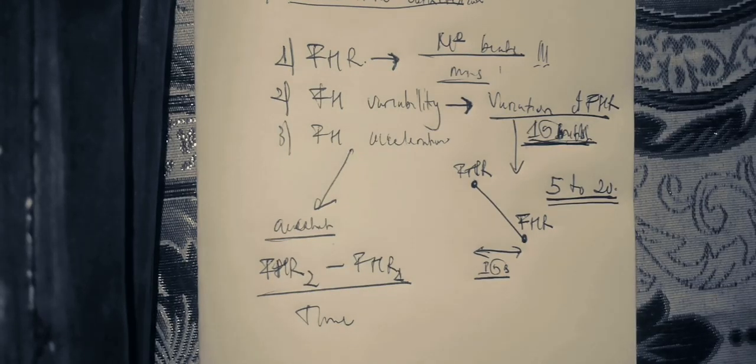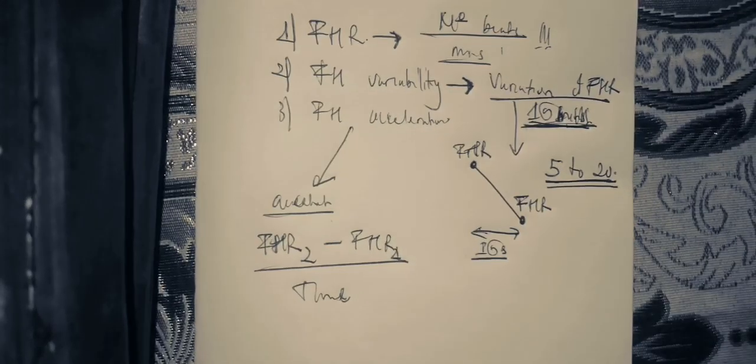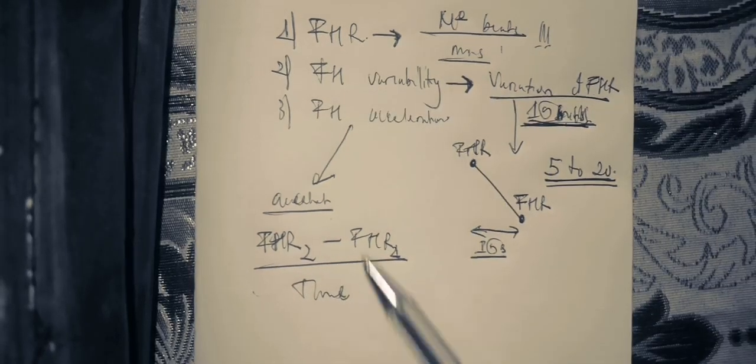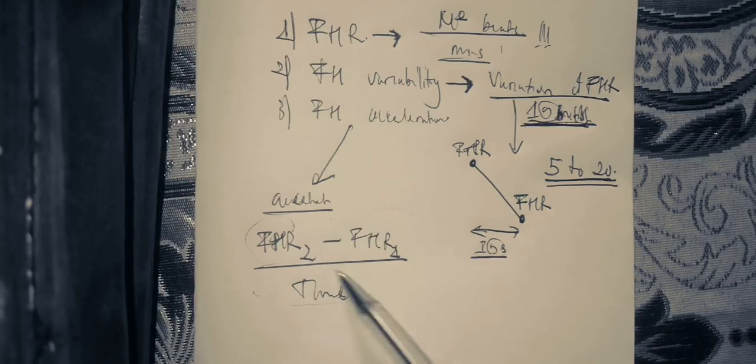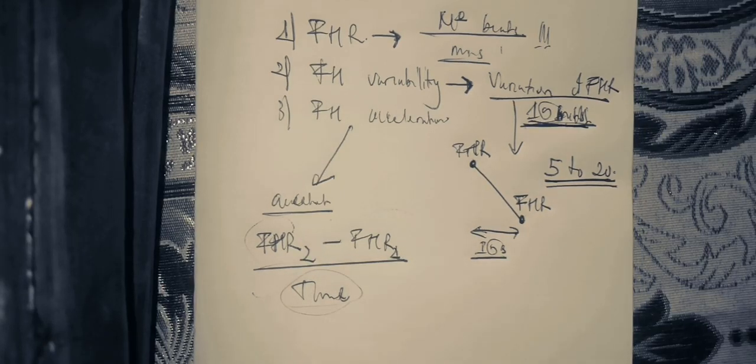So this is what is called the fetal acceleration. It is the second fetal heart rate minus the first fetal heart rate, divided by the time of the change in the fetal heart rate. That is called the fetal acceleration.